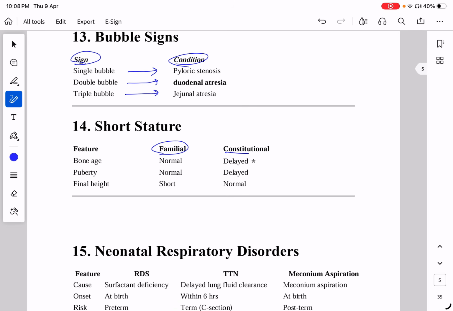Short stature, familial versus constitutional. Bone age is normal in familial, while it is delayed in constitutional. Puberty is normal in familial, it's delayed in constitutional. And final height is short in familial, while it's normal in constitutional, because the parental height is also short in familial, so the final height is short.